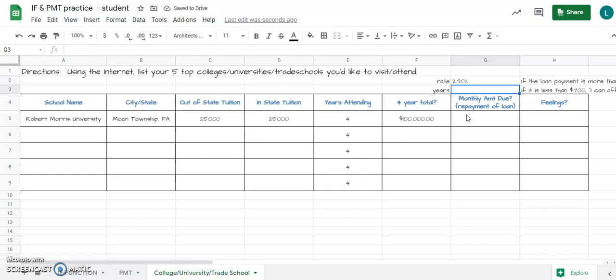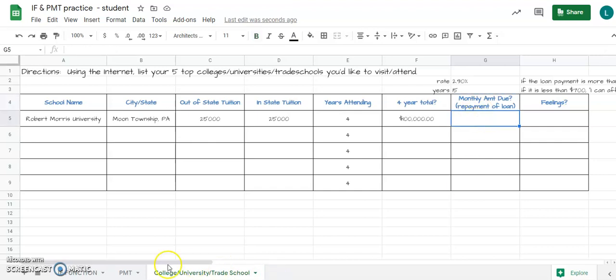And the years you're paying that back, let's say that's 15 years. So what you need to figure out, using rate, years and principal balance, is how much you're paying monthly on this $100,000 bill, that student loan you took out. What would be your monthly payment?